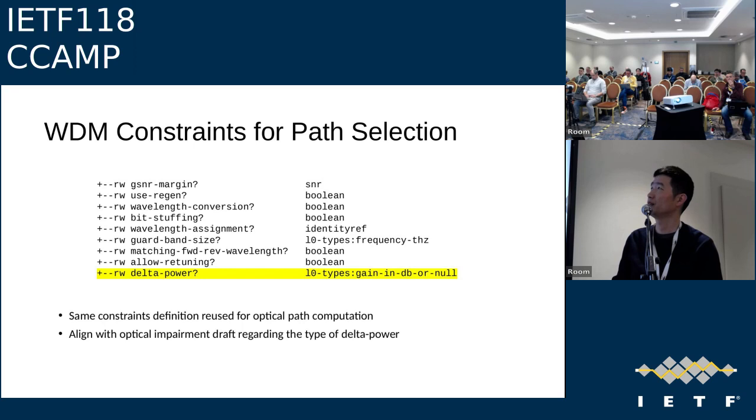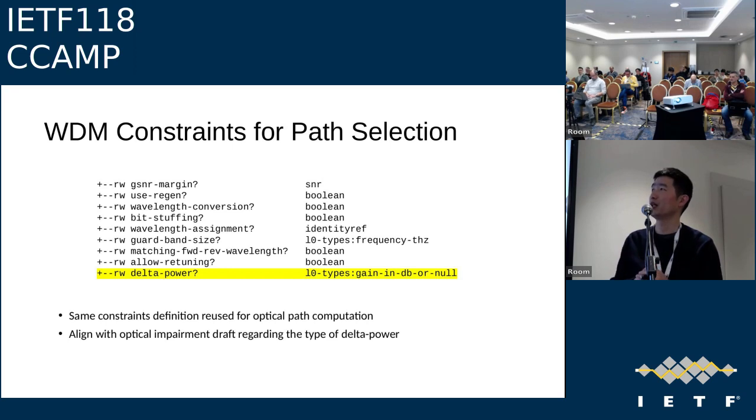Next page. And here is a list of WDM level constraints that could affect how the WDM path is selected. We currently have definitions like what would be the expected OSNR margin for the WDM tunnel, and whether that WDM tunnel is allowed to use regenerators explicitly, or you would prefer the controller to take action and decide whether a regen is used or not.